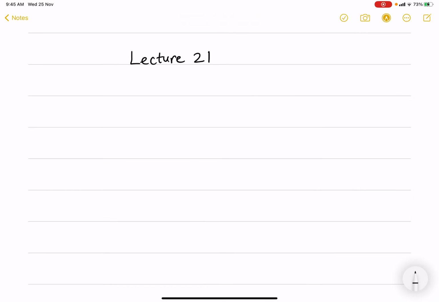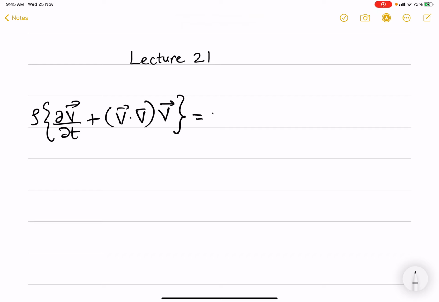Welcome to this class on fluid mechanics. In the last class, we derived the Navier-Stokes equations. Just to recap, they look like: rho partial V by partial t plus V dot grad V is equal to minus grad P plus rho g plus mu times del squared V.